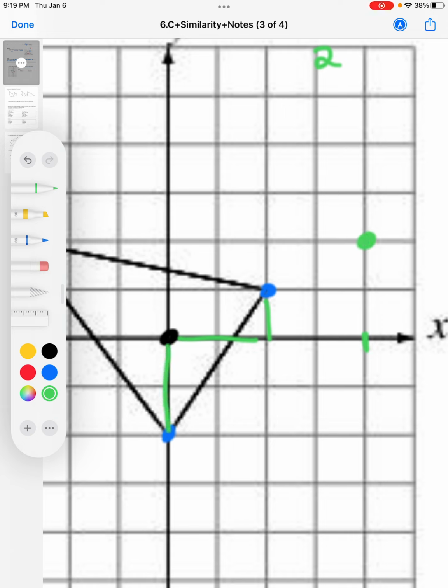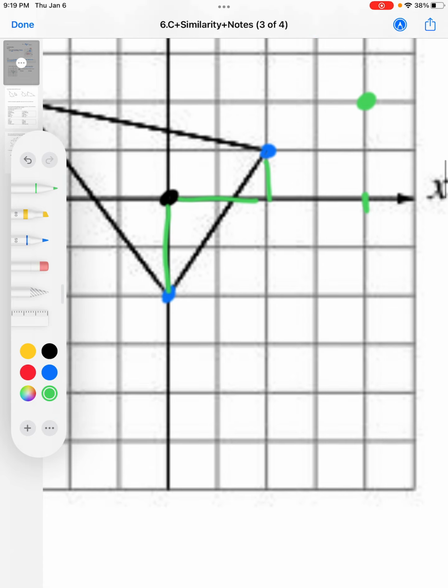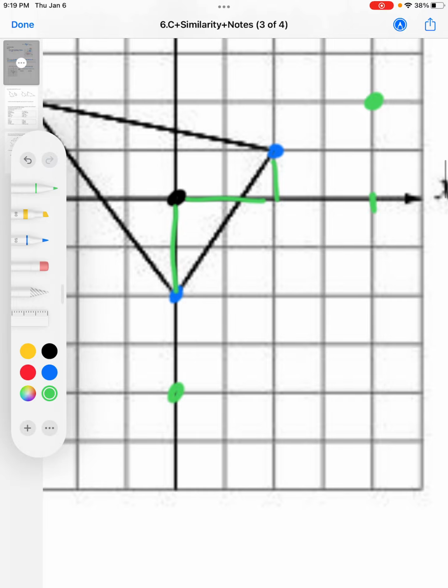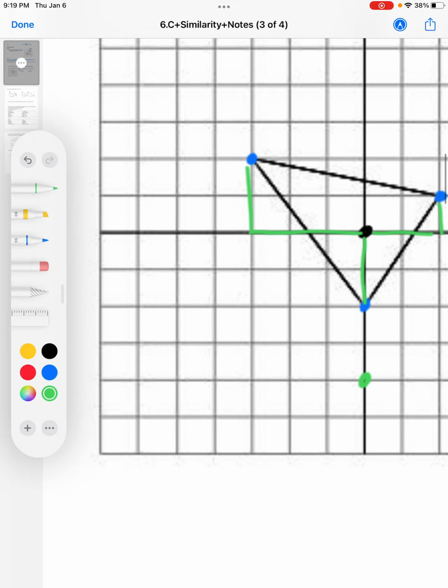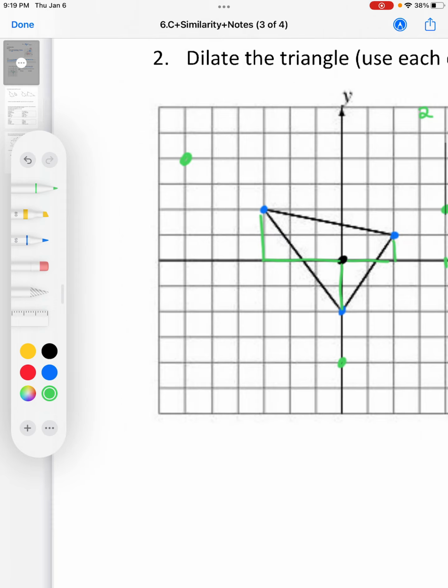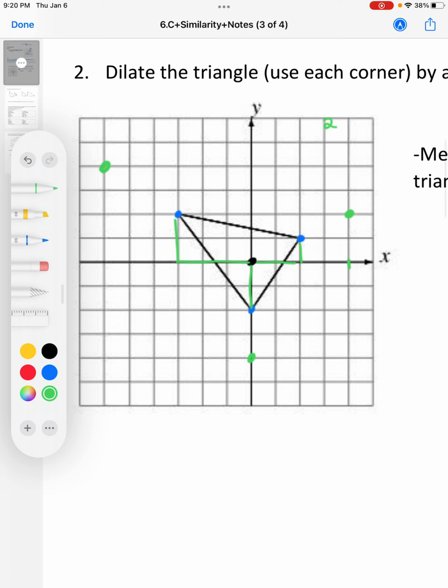This one, it's down 2, so it's now going to be down 4. The next one, over 3 up 2, it's now going to be over 6 up 4. Okay, so connecting our dots.